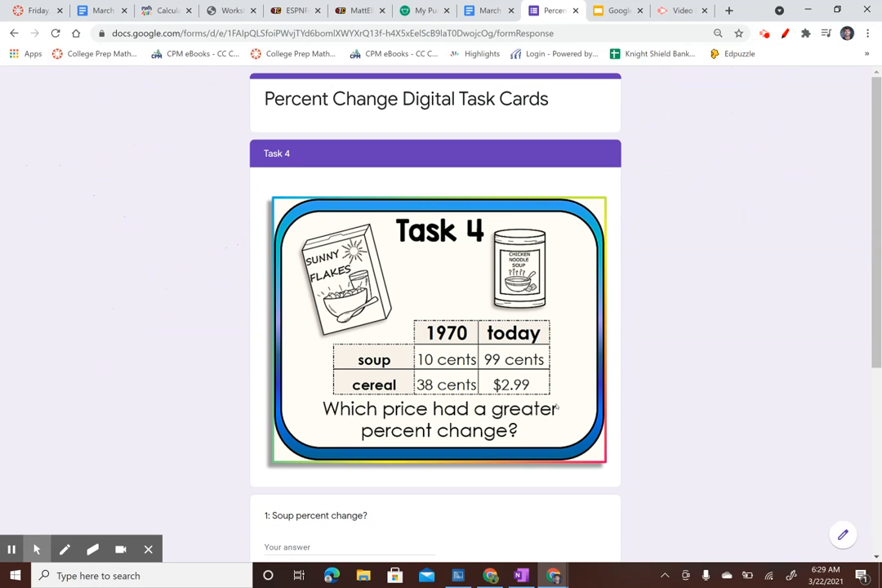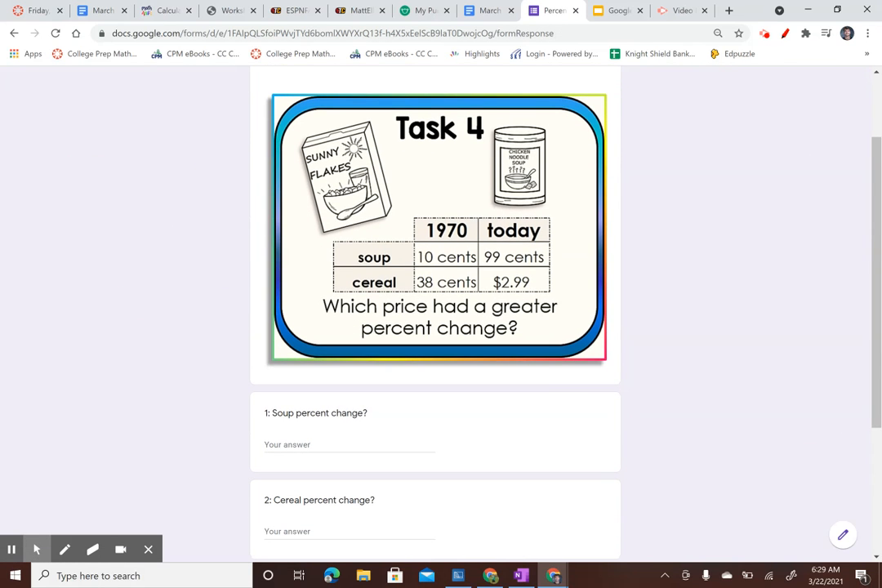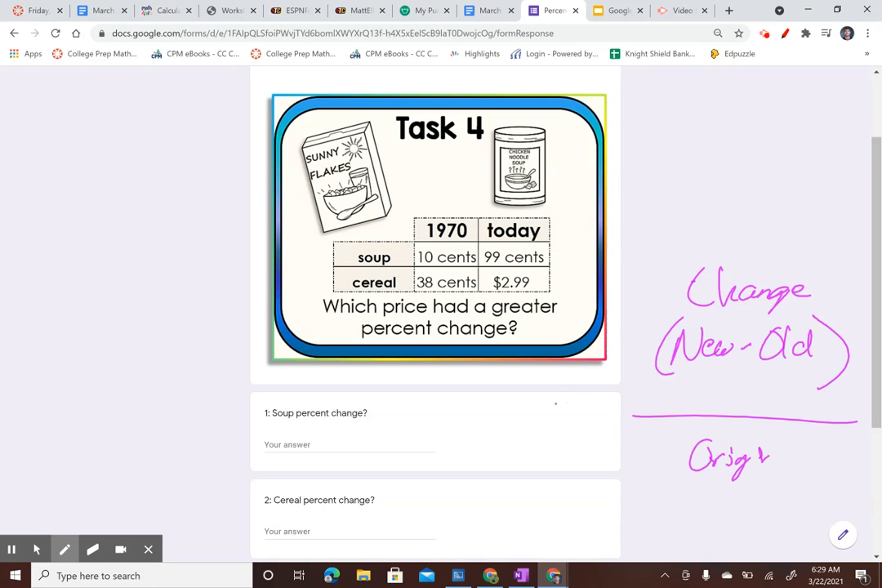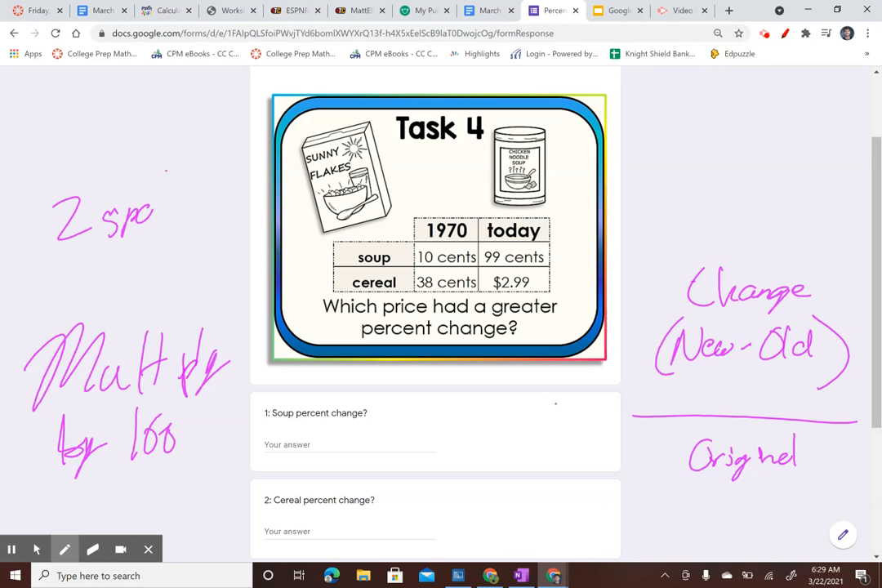All right, and now we're on to task card 4. So it's all about using that formula of your change in cost, which you can find by doing your new cost minus your old cost, and then dividing it by your original cost, and then converting that to a percentage by multiplying by 100, or just moving that decimal place over 2 spots to the right. That's the same thing as multiplying by 100.